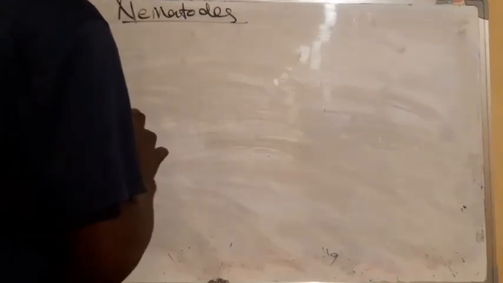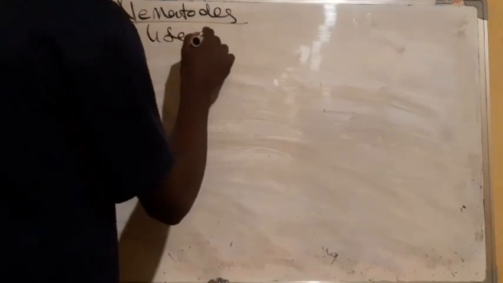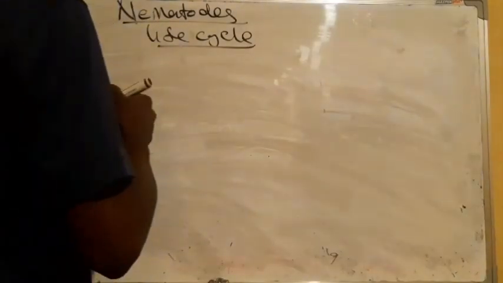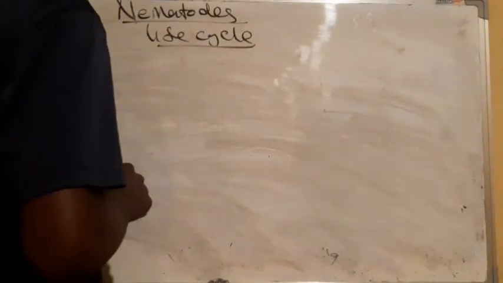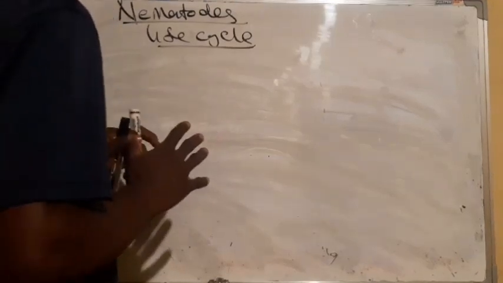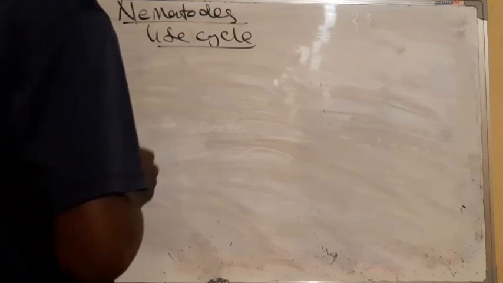So we are going to talk about the nematodes. Specifically, we are going to focus on the life cycle of the nematodes. The life cycle. We are going to consider eight medically important parasites that are under the nematodes.